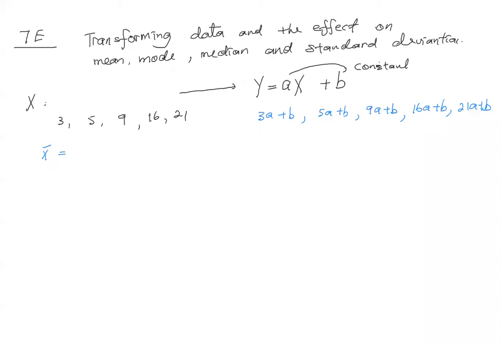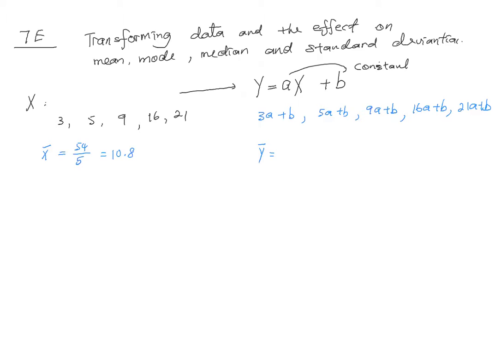So now, if I find the mean for X, can someone use your calculator and get the mean for X? It will be 3 plus 5 plus 9 plus 16 plus 21. So I got 54 divided by 5, so I got 10.8. Am I right?